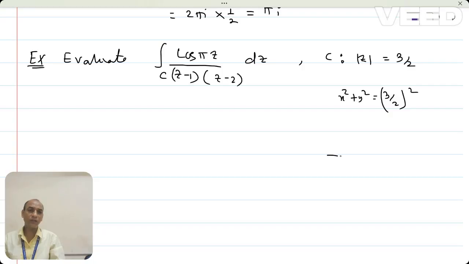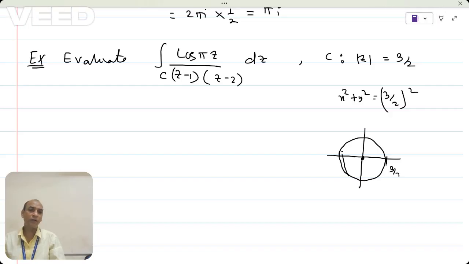So you can have a circle here, center is origin and radius will be 3 by 2. So here I will have 3 by 2. Here I will have minus 3 by 2. Here I will have 3 by 2. Here I will have minus 3 by 2.